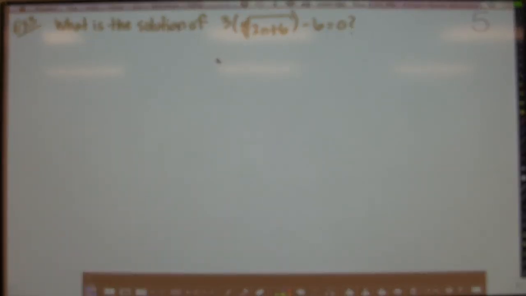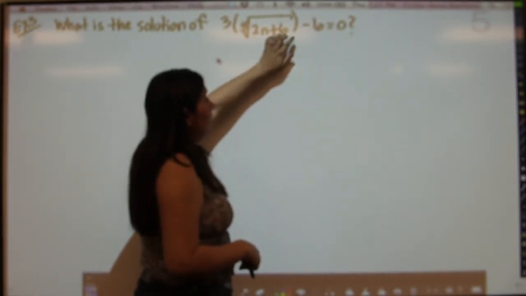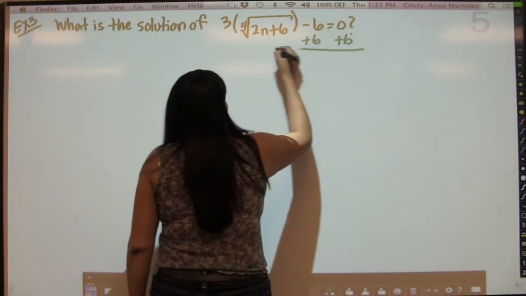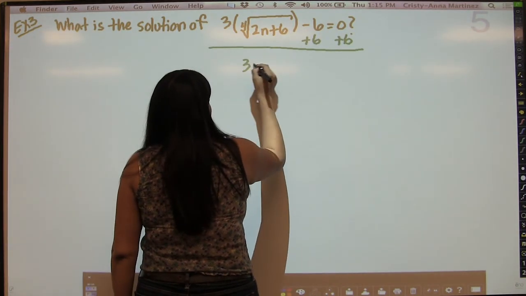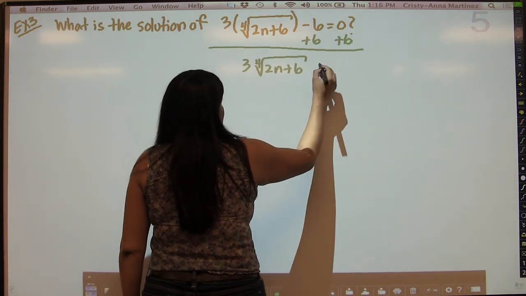All right, what is the solution of 3 times the 4th root of (2n + 6), minus 6, equals 0? So again, our goal is to isolate the radical expression first. And I just said earlier that you want to begin doing that by dealing with any addition or subtraction first. When I say addition or subtraction, I mean any addition or subtraction that is outside of the actual radical. So I don't want to subtract 6 because that's inside the radical. But I do want to get rid of this negative 6 first. So we're going to go ahead and add the 6. So we get 3 times the 4th root of (2n + 6) equals 6.